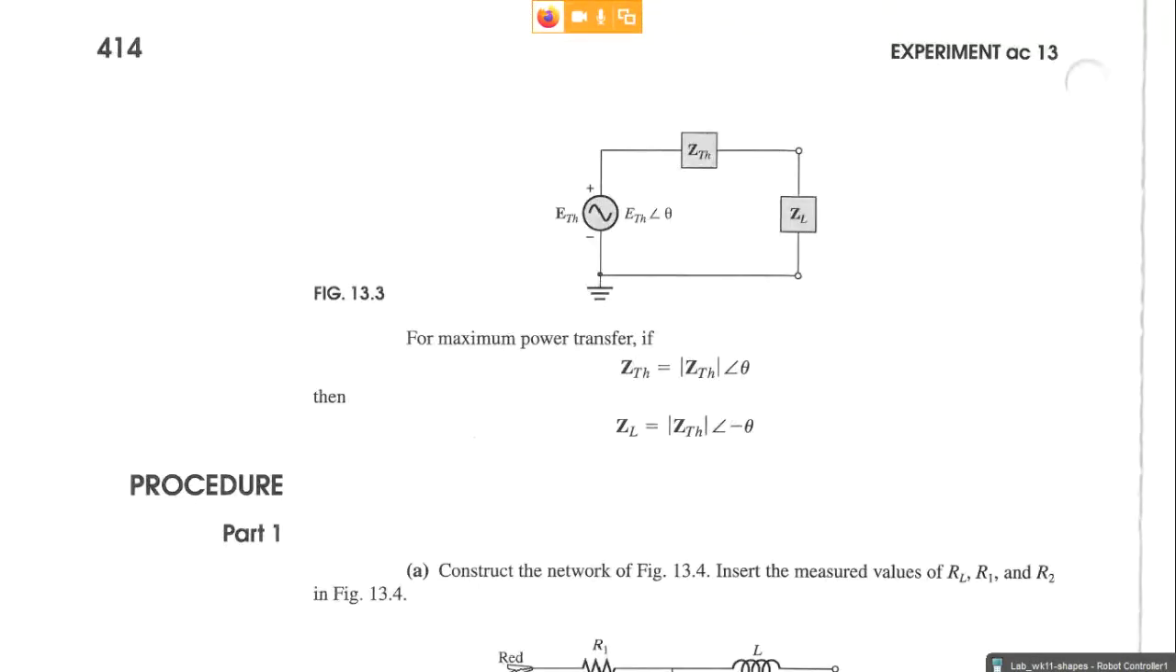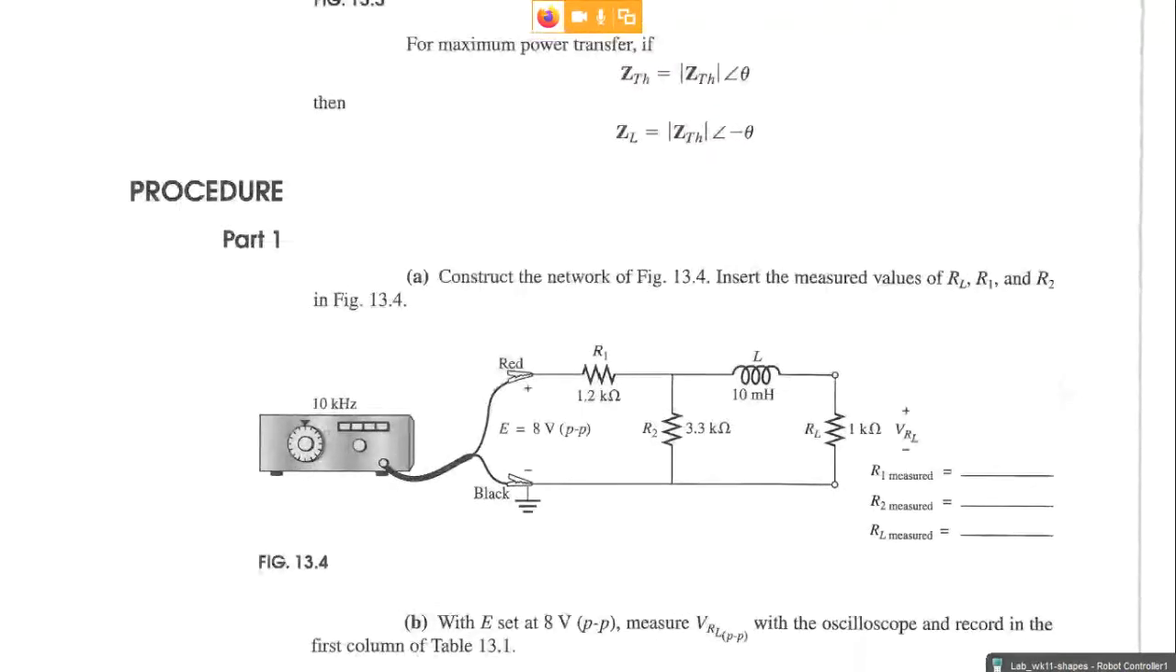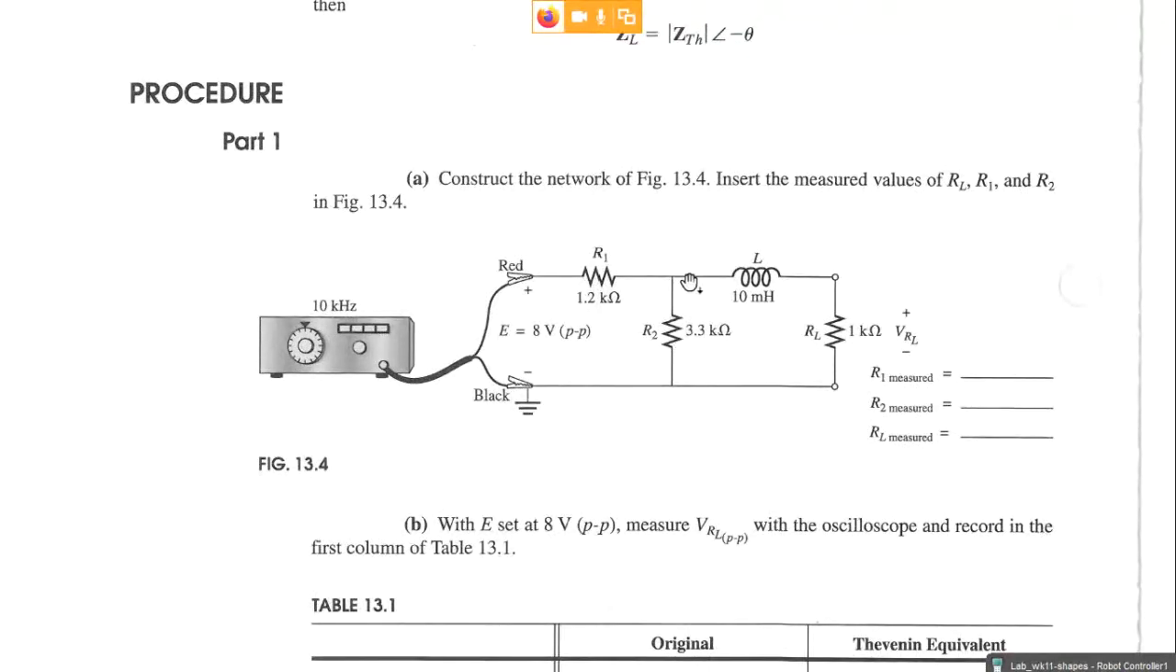They give us this circuit. This is the circuit that they give us. And we have resistor R1, we have resistor R2, and an inductor L of 10 millihenries. And so this is our circuit that we want to find the impedance for.